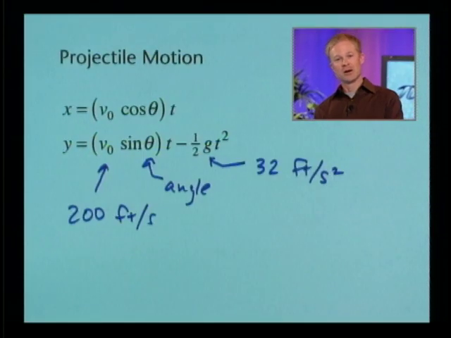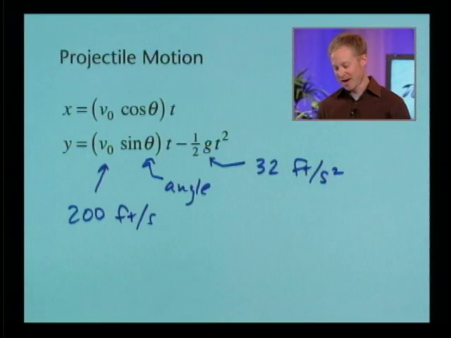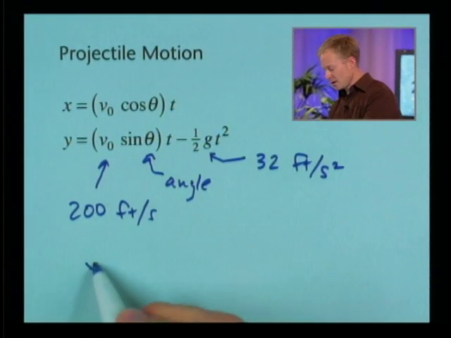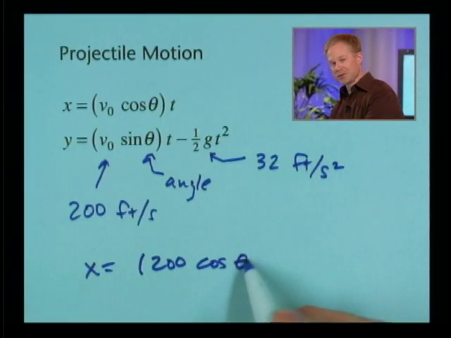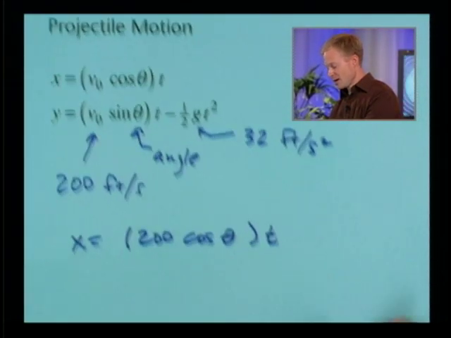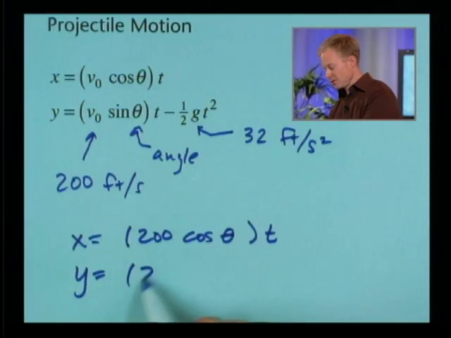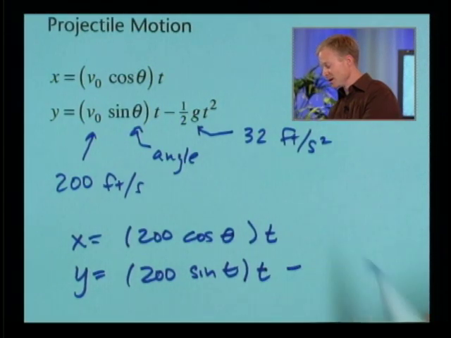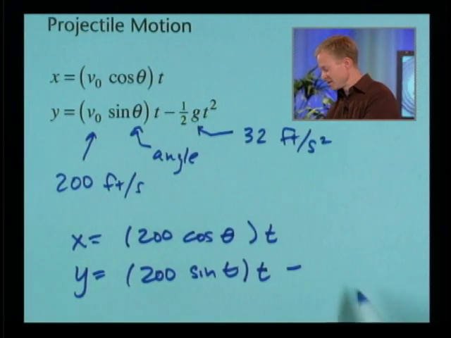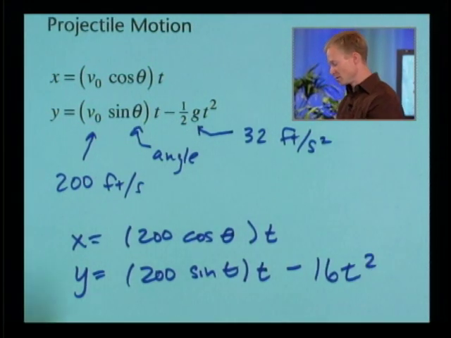And we know the speed here, and all we've got to do is figure out what angle poor Milhouse should use to make this happen. So look what our equations become. The x value is 200 times cosine of the angle, so we have a little trig there, t, and the y value is 200 sine theta t. It looks very similar, but then minus, if you put 32 in for our gravity, it's 16t squared.